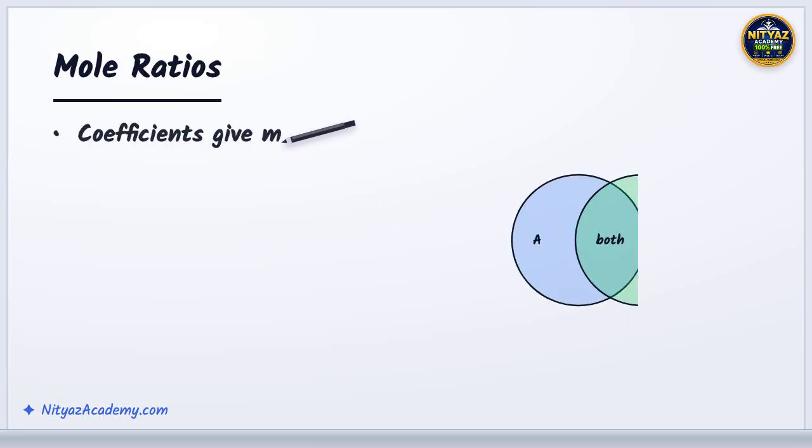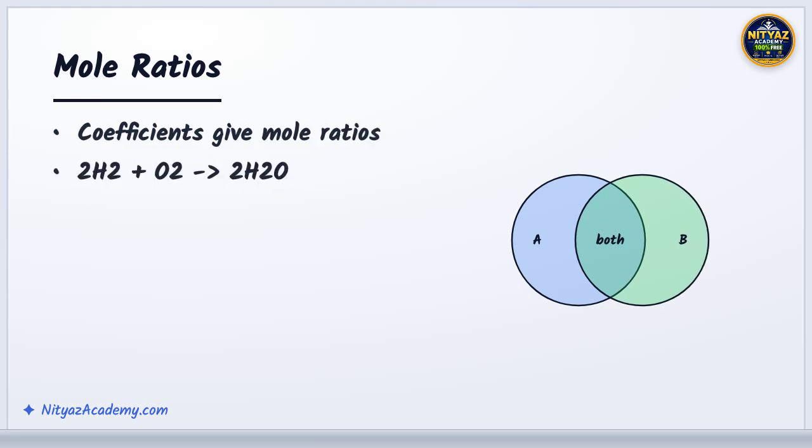A balanced equation is really a recipe in moles. The coefficients tell you the mole ratio between substances. For making water, 2 moles of hydrogen react with 1 mole of oxygen to give 2 moles of water, a ratio of 2 to 1 to 2. These ratios are the bridge that connects every amount in a reaction.